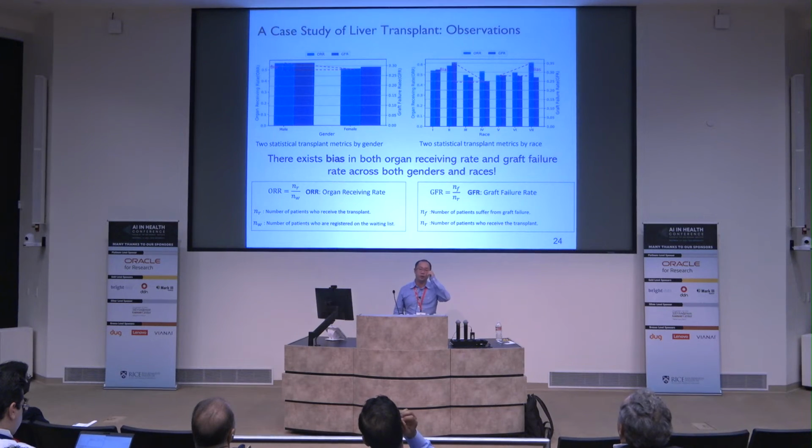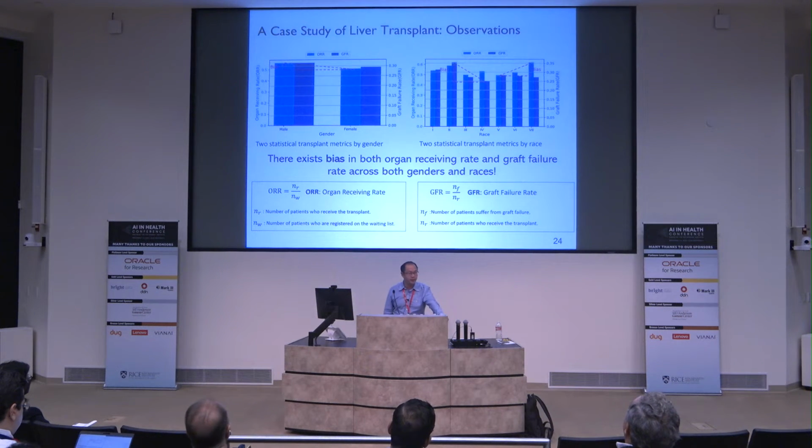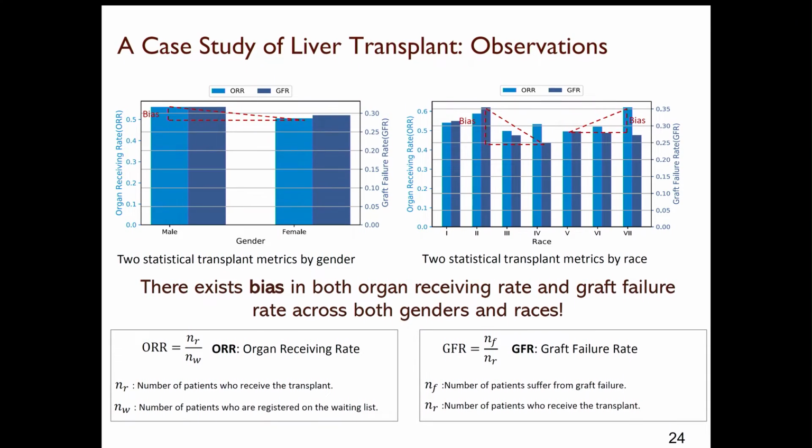Our data shows there is some unfairness in the process, unfortunately. As we can see in the table, we have ORR and GFR. These are two widely used metrics to evaluate how the process is done. ORR is short for organ receiving rate. It is calculated as the number of patients who receive the transplant divided by the number of patients registered on the waiting list. And GFR is short for graft failure rate.